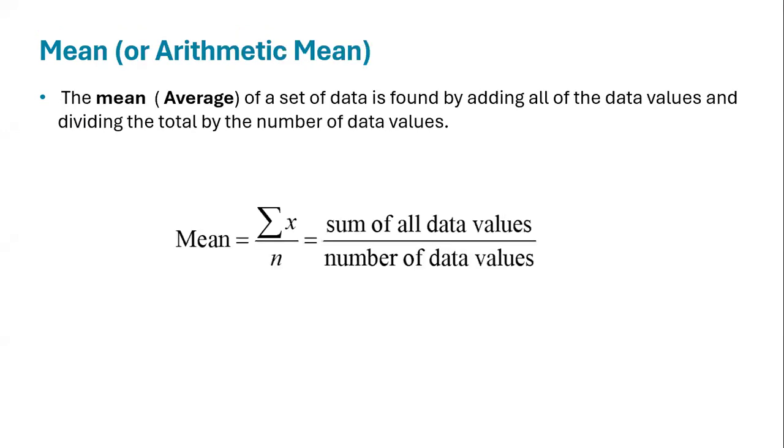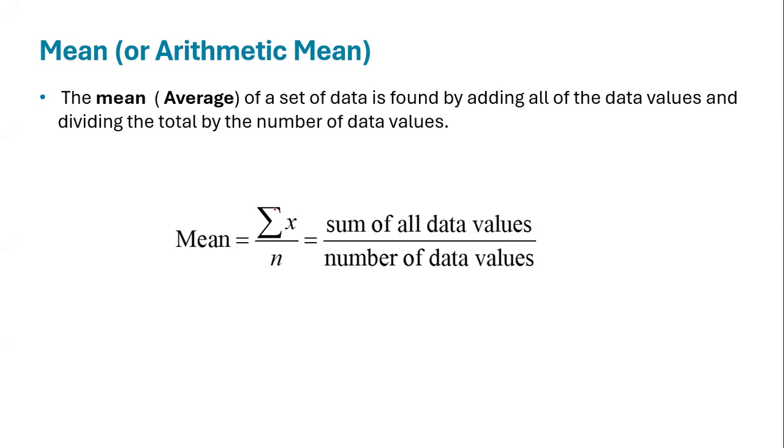Let's see how we can find the mean. Mean is the average. I'm sure that everyone knows how to find the average. But we never use the word average in statistics. So remember, instead of using the word average, we need to use the word mean. To find the mean, we need to add all of the data values and then divide by the number of them.